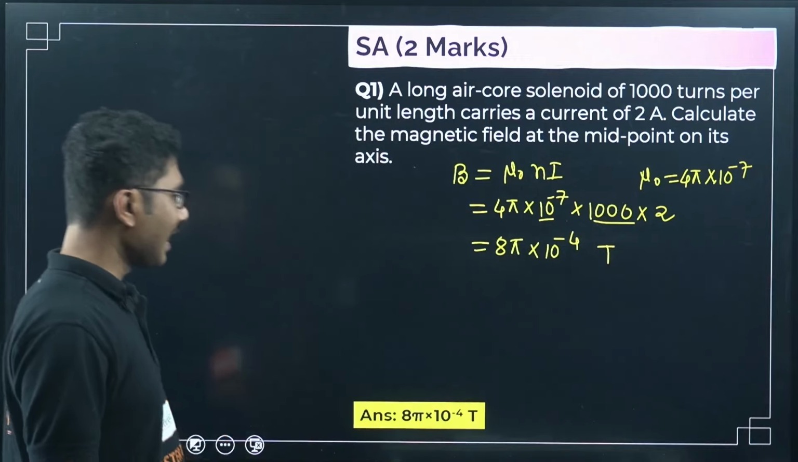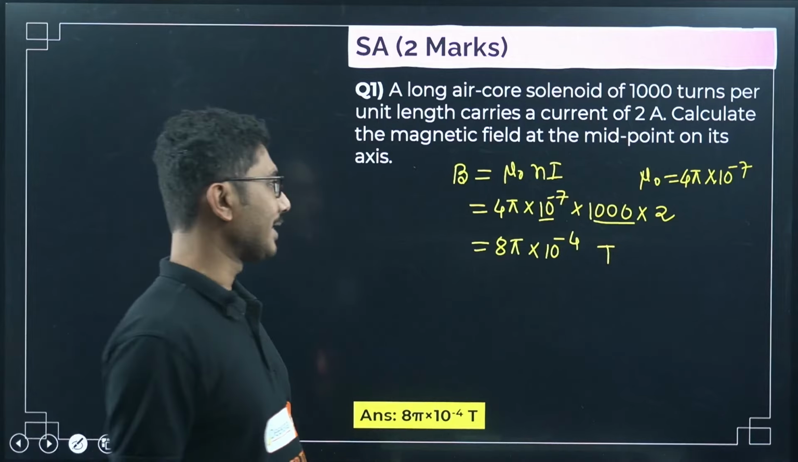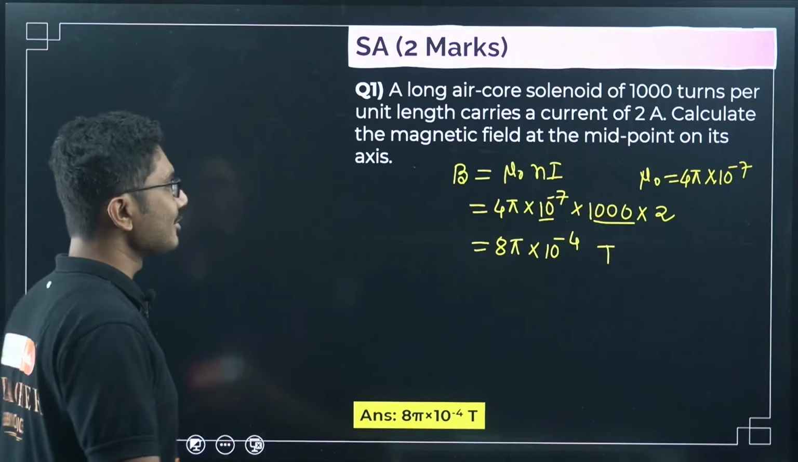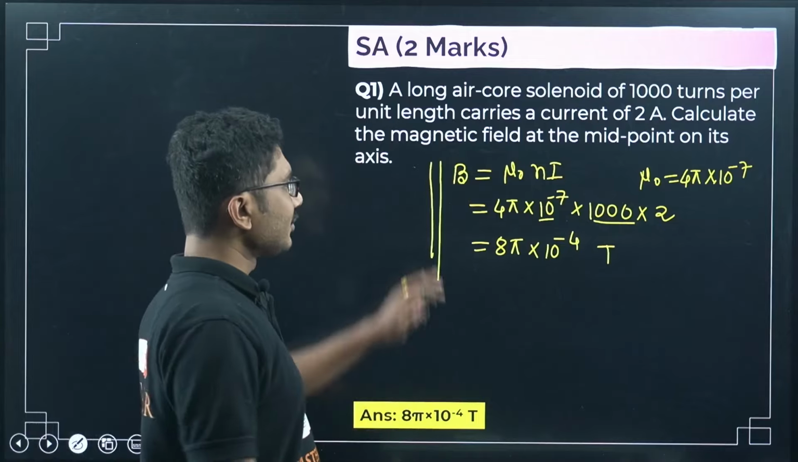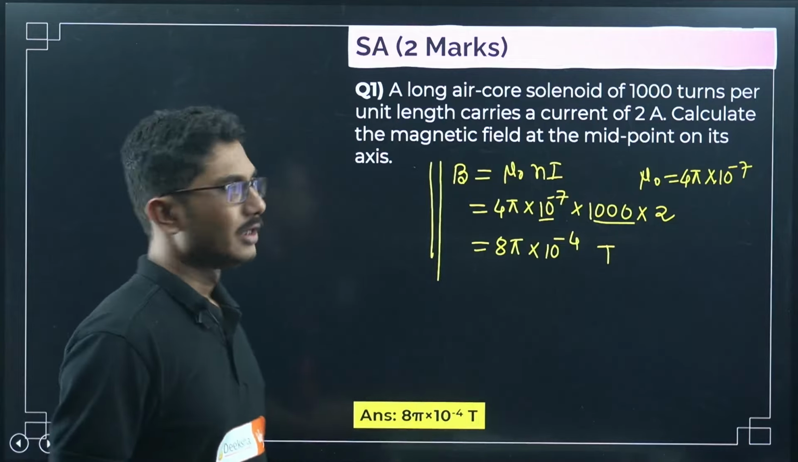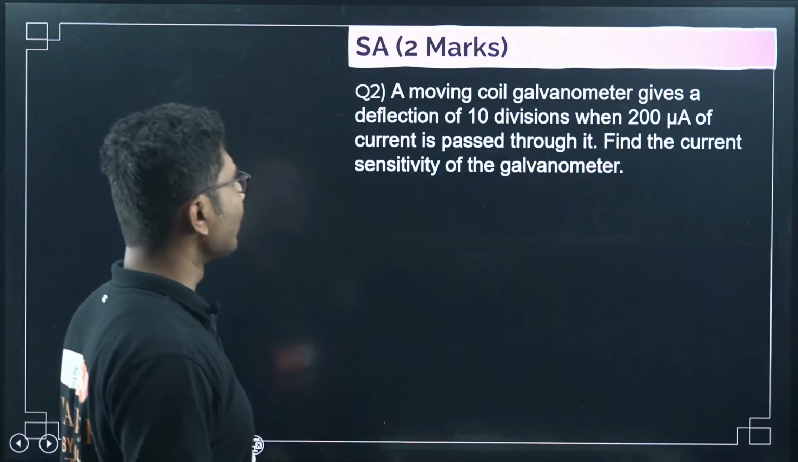Let's see the answer. Answer is 8 pi into 10 to the power of minus 4 Tesla. So we have solved it correctly. So you can see that this is only a 2-line solution. Okay, so if you know the formula, it is very easy. 2 marks guaranteed. Now let's look into the second question.